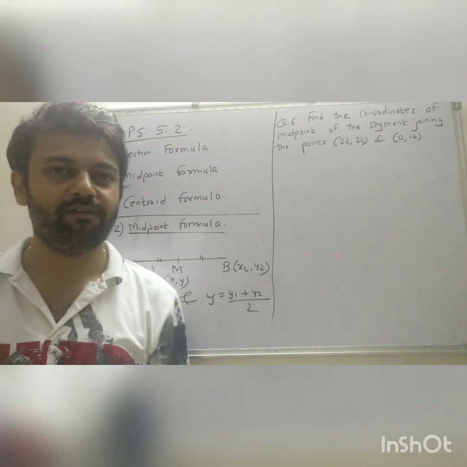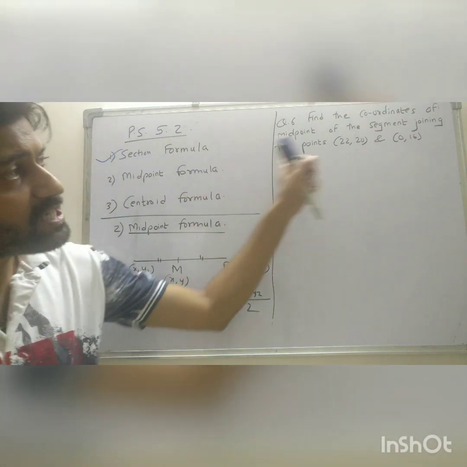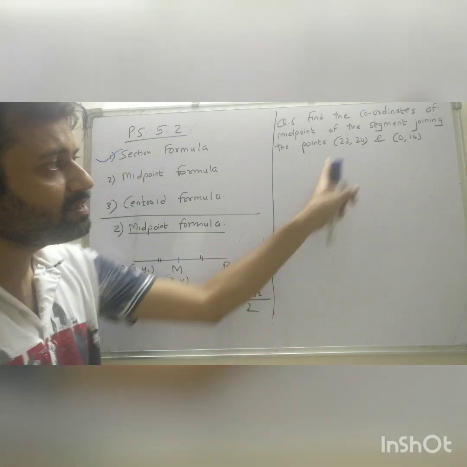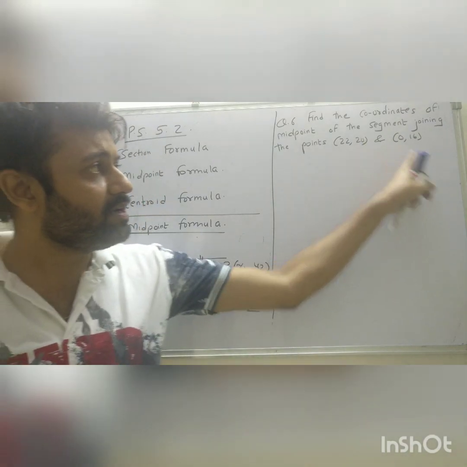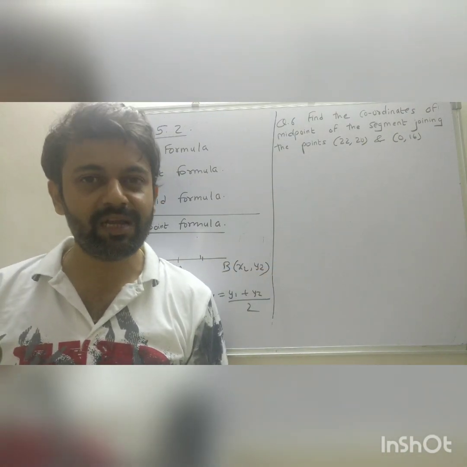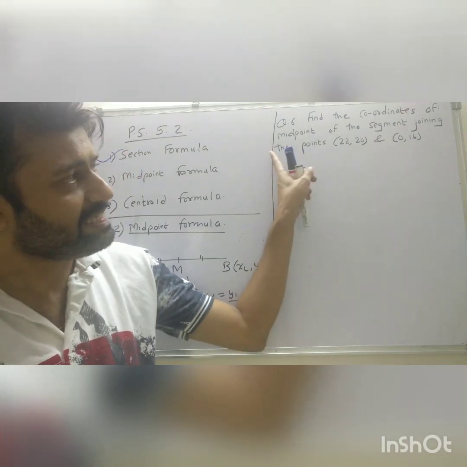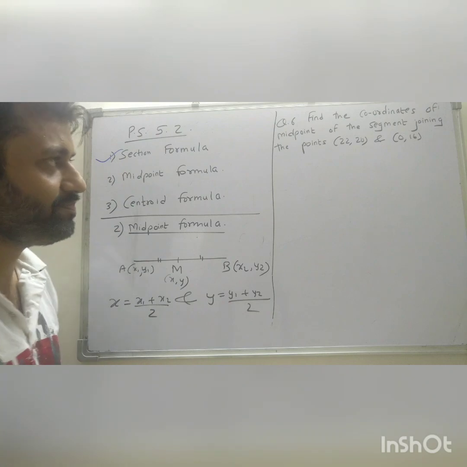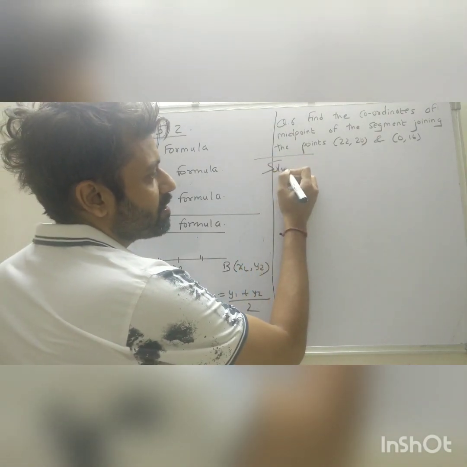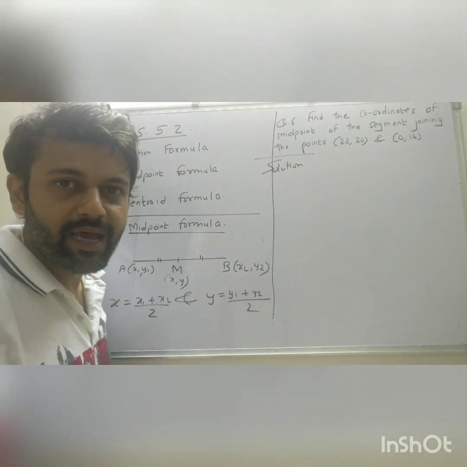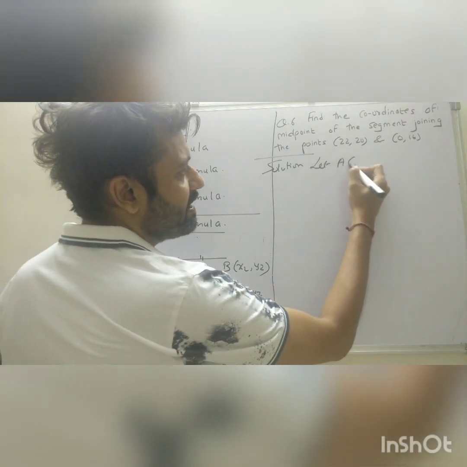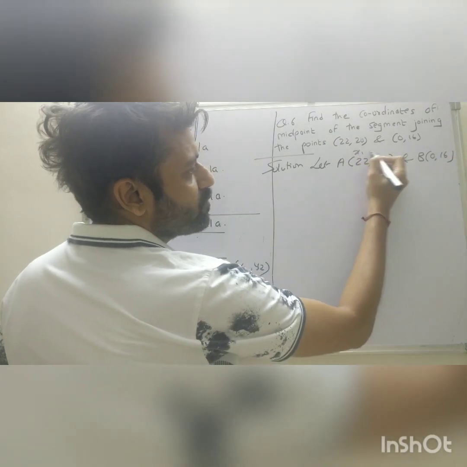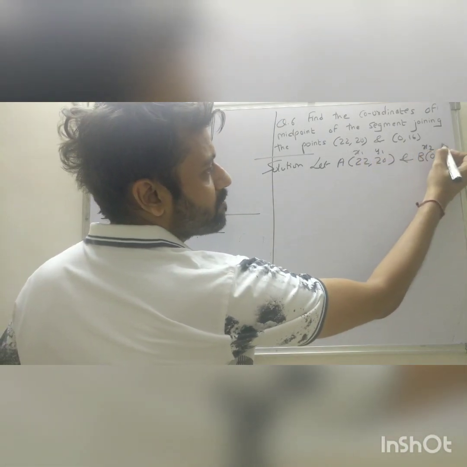This is the sum. Question number 6 from the same exercise. The question reads like this: find the coordinates of midpoint of the segment joining the points dash and dash. Remember, whenever the coordinates are given this way, we should name them as points. We should read these as segment joining the points A and B. So we must write: let A is 22, 20 and B is 0, 16. Supposedly, this is x1, y1, this is x2, y2.